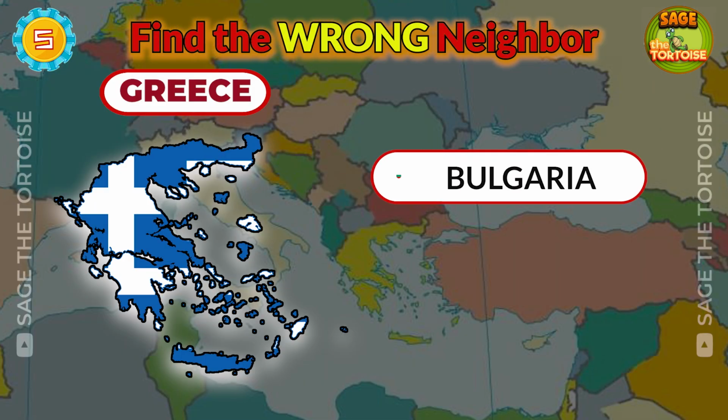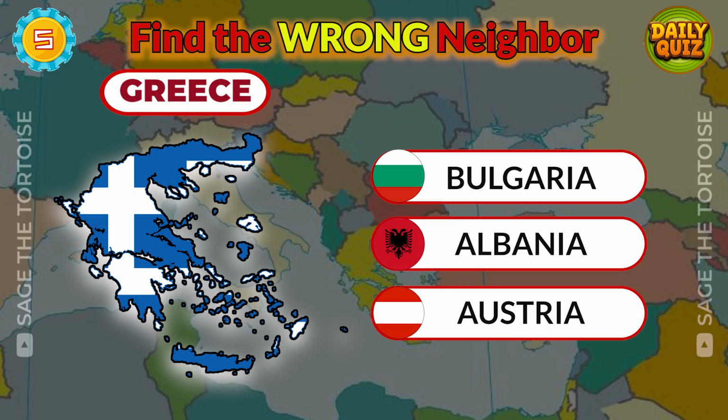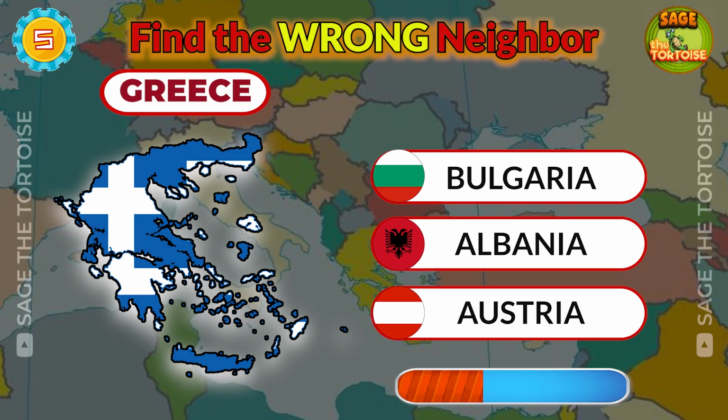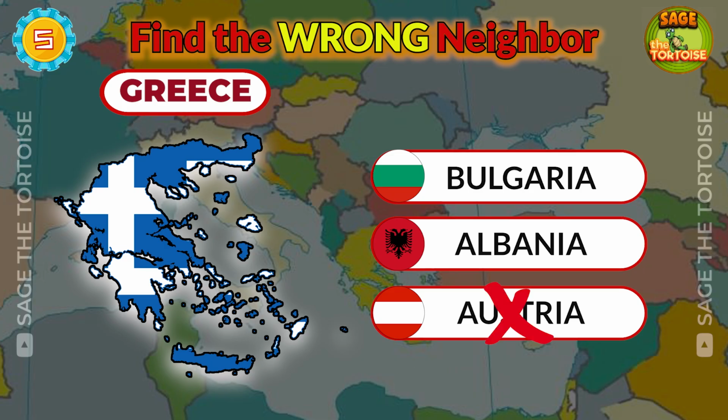Greece borders Bulgaria, Albania, and Austria. Which one is wrong? The answer is Austria.